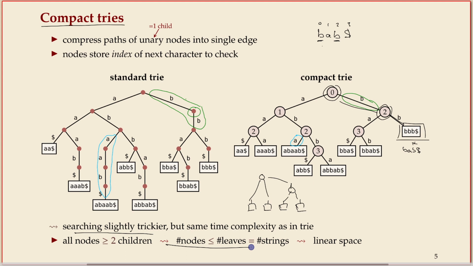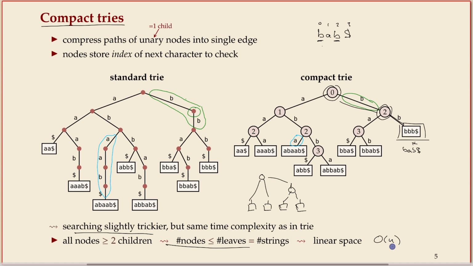The number of internal nodes in the tree is at most the number of leaves. The number of leaves is the number of strings. So we get that the number of internal nodes is linear in the number of strings. So we get space n instead of n times m for the trie. We still have to store the leaves. We'll worry about that later. But the number of nodes is linear. So linear in the sense of order n in the previous notation.